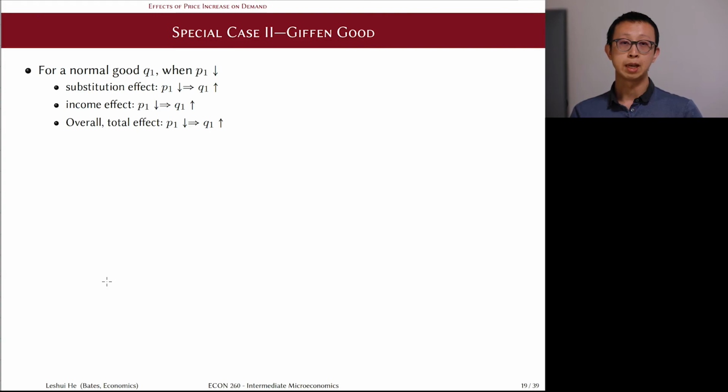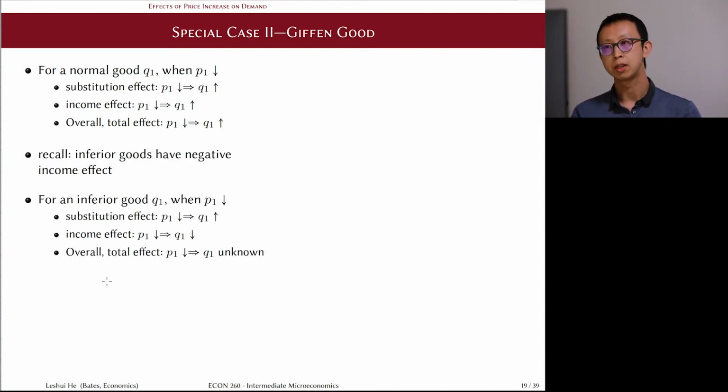Our second special case is the case of Giffen good. So far, we only considered normal goods when it comes to the income effect. If the price of a good decreases, its demand increases from the substitution effect. Moreover, the consumer is effectively richer, so the income effect leads to a higher demand for the good as well. So overall, the demand for the good definitely increases.